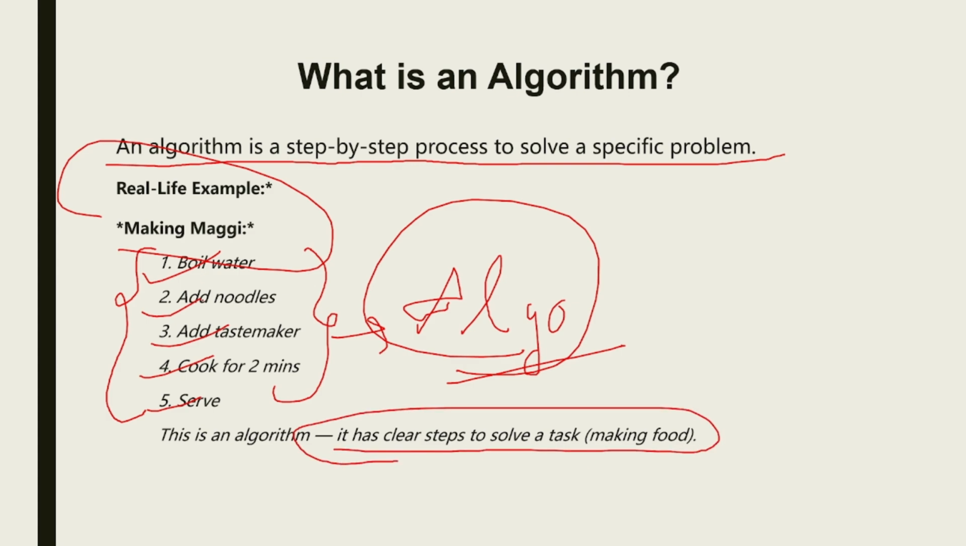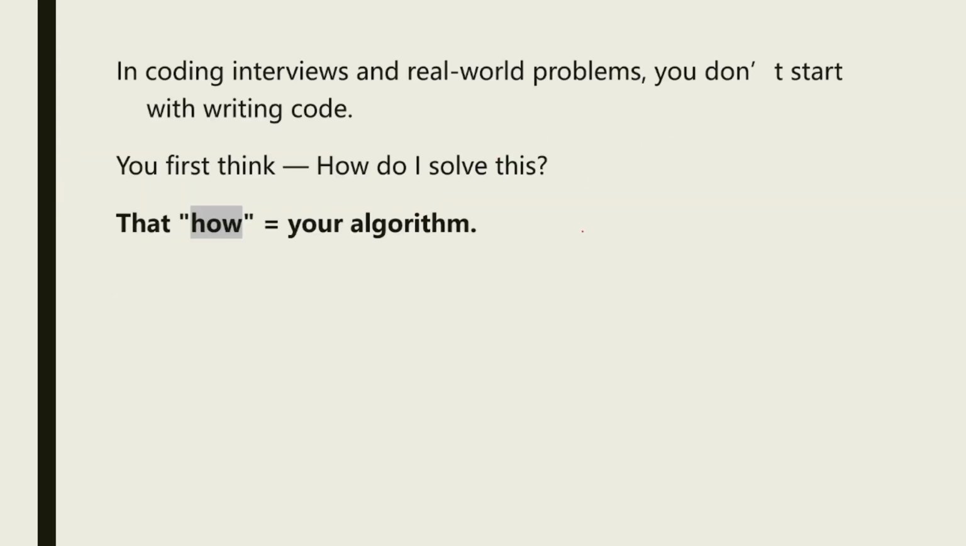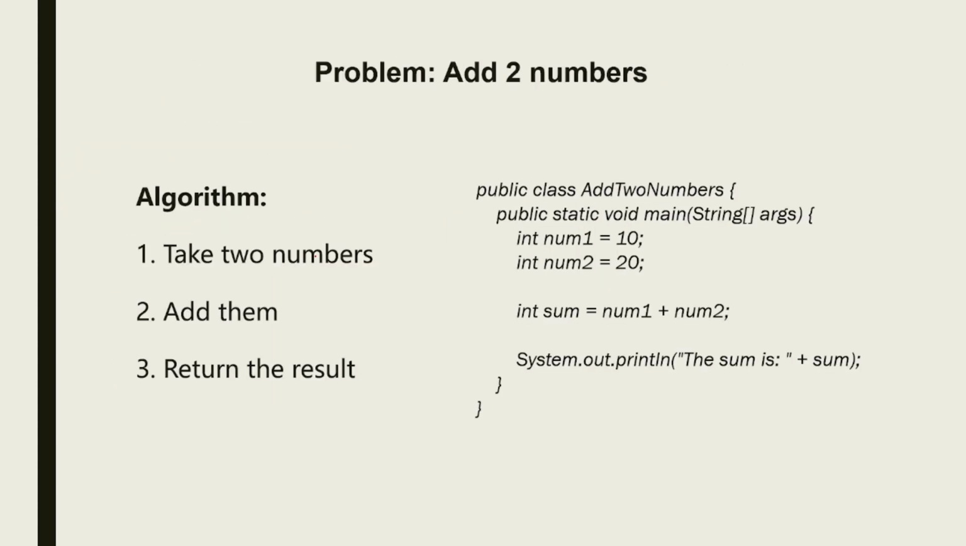When we have clear steps to solve a task, they convert into an algorithm. In a coding interview as well as in real problems, we cannot start work immediately, and we cannot even start writing code. So initially think: how can we solve the problem? How can we do this? This how is your algorithm. These steps are called an algorithm.